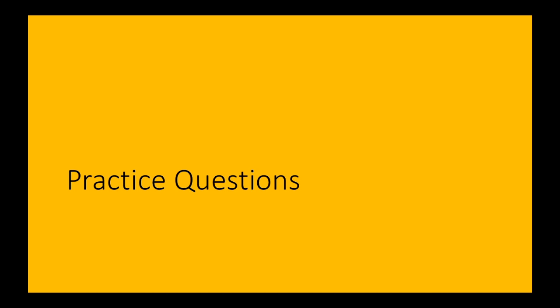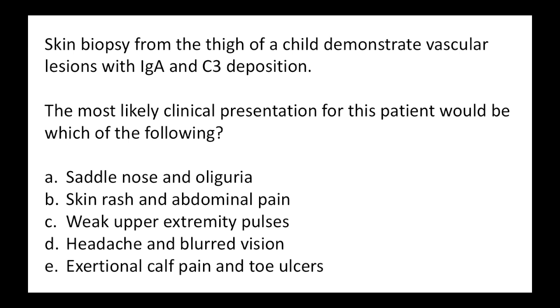Nope. Okay. So I'm going to go ahead and start with a pretty short one. Skin biopsy from the thigh of a child demonstrates vascular lesions with IgA and C3 deposition. The most likely clinical presentation for this patient would be which of the following? B. Yeah, I agree. B is correct. So what condition does this child have?